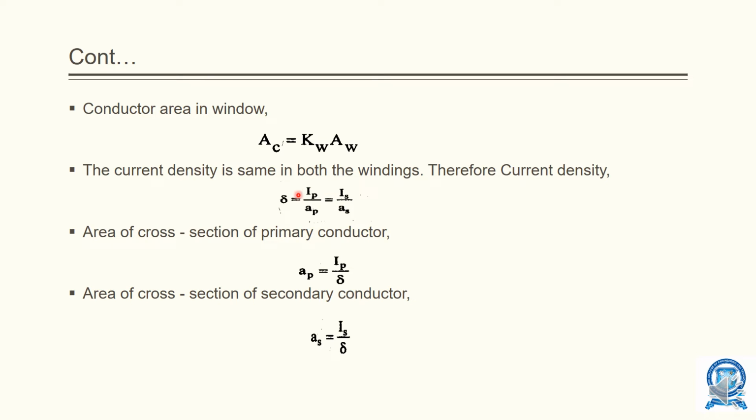So the current density in primary, that is Ip by Ap, is equal to the current density at the secondary, Is by As. So I am equating these two, which is equal to delta. That delta is nothing but the current density. So the cross-sectional area of primary conductor is Ap, and from this I am getting the value of Ap. Similarly As. So Ap is equal to Ip by delta and As is equal to Is by delta. So I have obtained those two values.